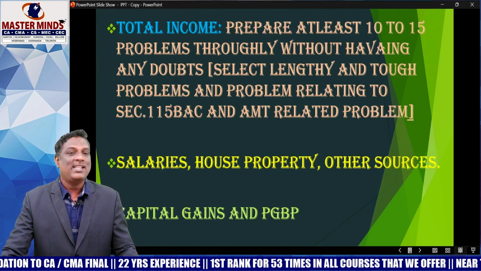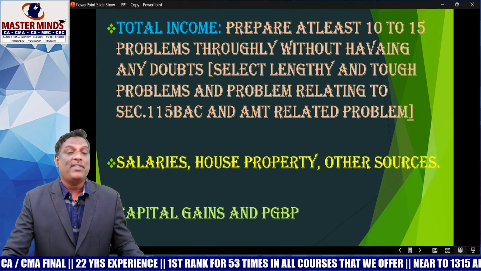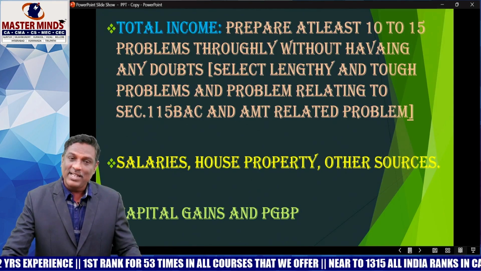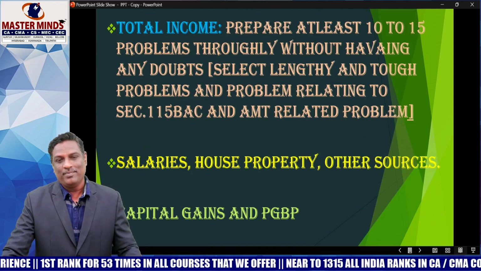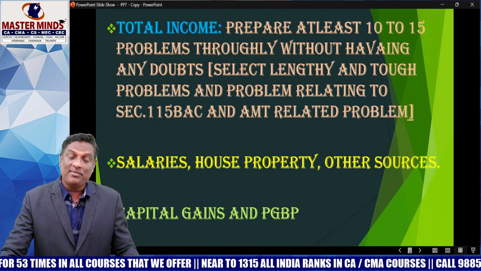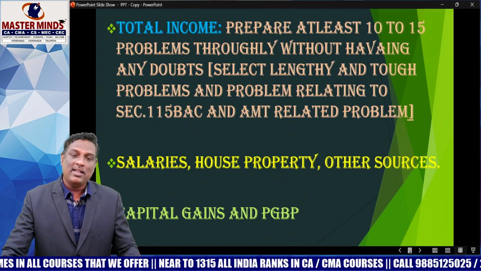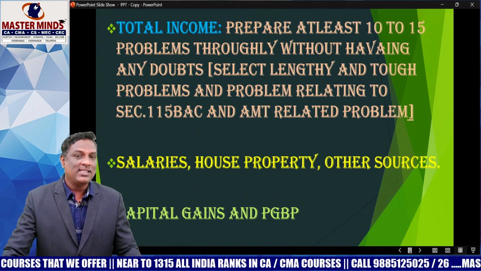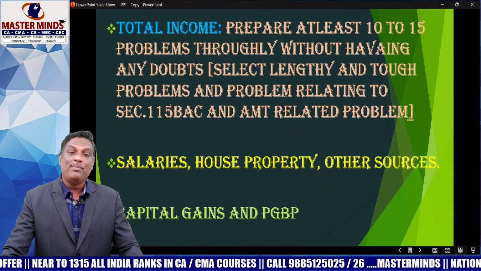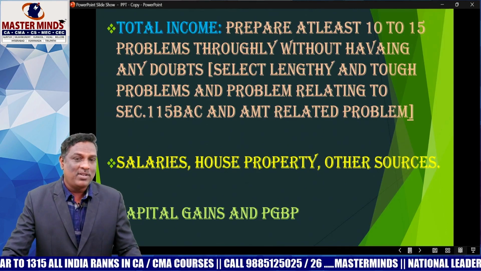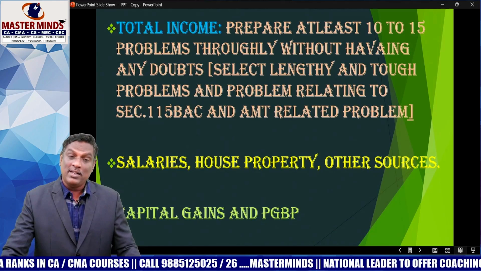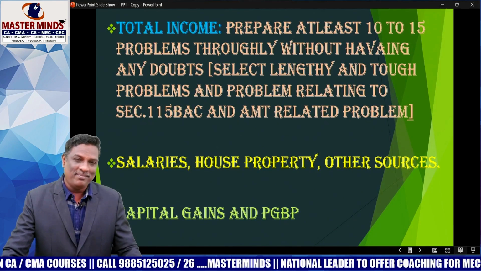This time the salaries head is very important because there is a valuable amendment in that chapter, that is rent-free accommodation. For that, the salaries chapter is very important in this examination. So don't neglect the salaries head. House property and other sources are very easy heads to prepare, so it is better to prepare them first, then the salaries head. Then if you have sufficient time, prepare at least some problems in the capital gain chapter and some problems in the PGBP chapter. Don't skip any chapter. Don't take a choice of any chapter.